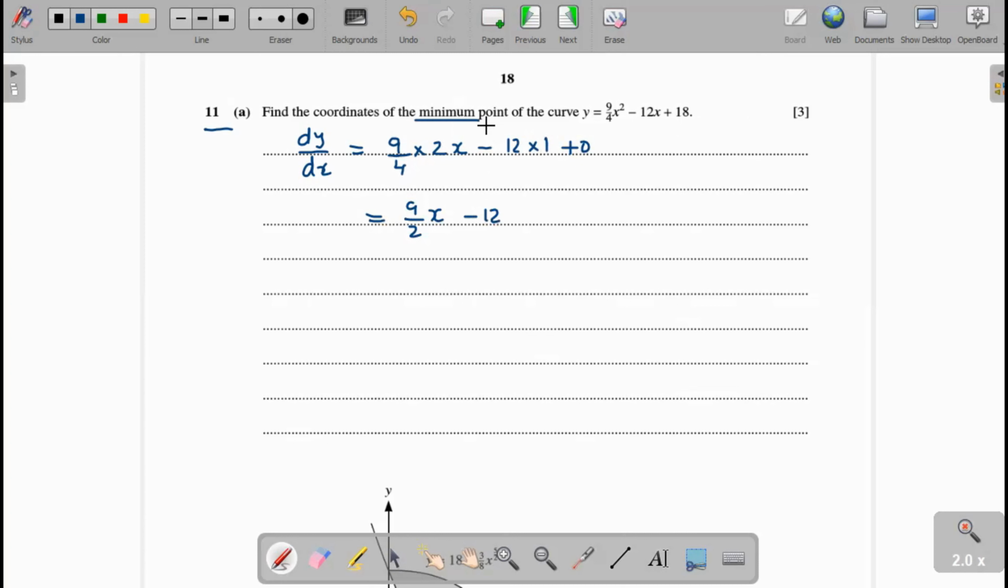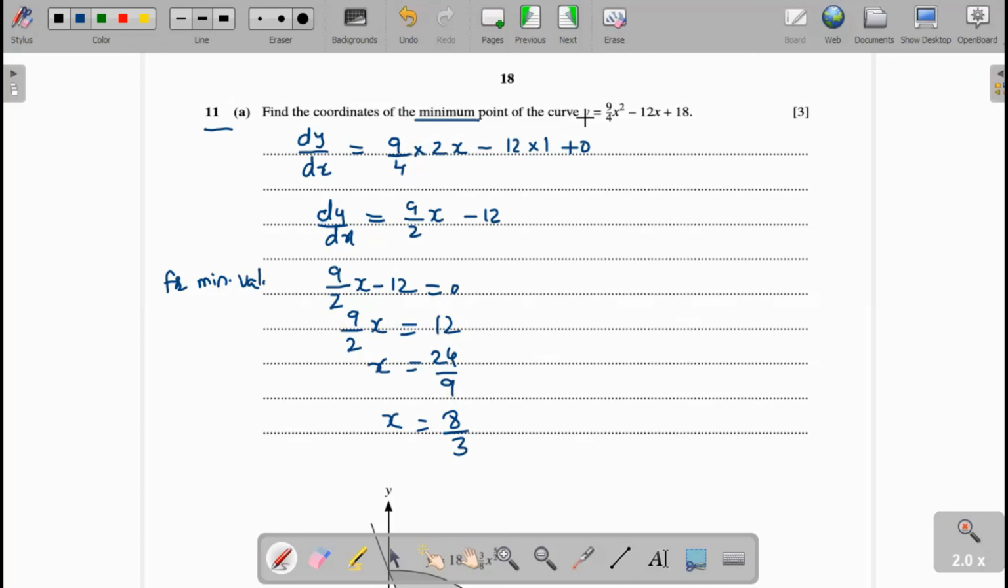Now you see here the minimum point. To find the minimum point, dy over dx will be equal to 0. So we write 9 over 2 x minus 12 equal to 0 for minimum value. Now 9 over 2 x will be equal to 12, then x will be equal to 24 over 9, that is x equal to 8 over 3, and this is the point where the curve has its minimum value.